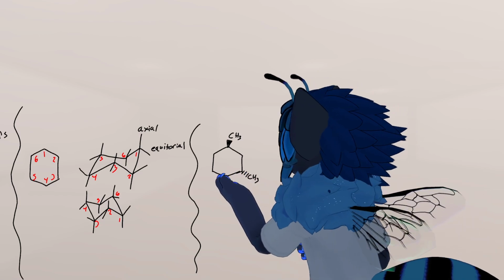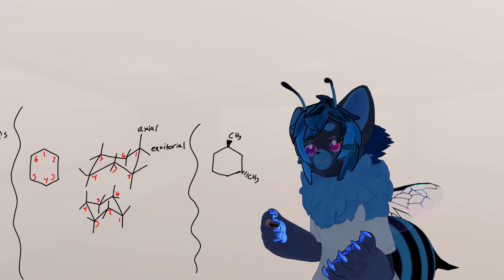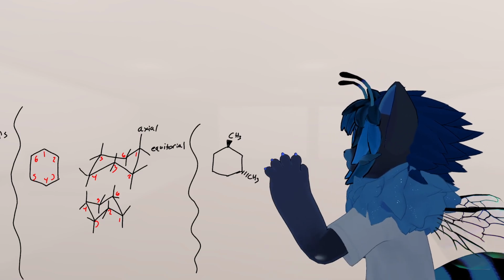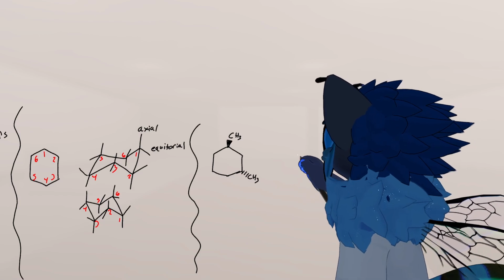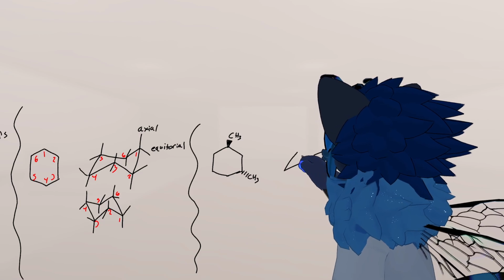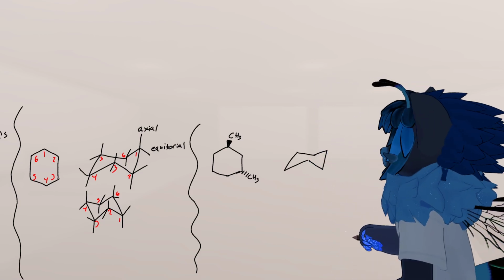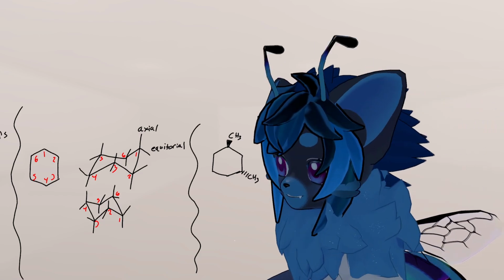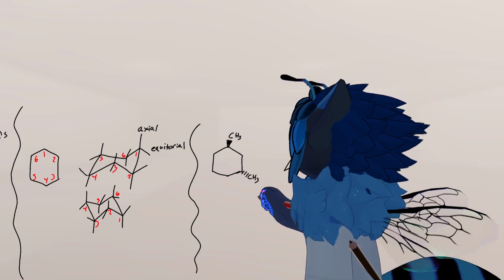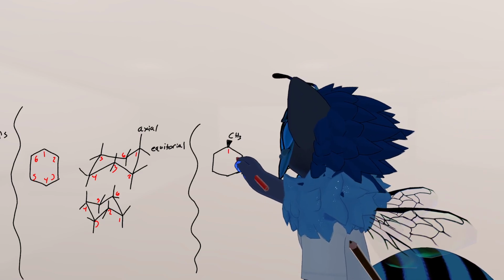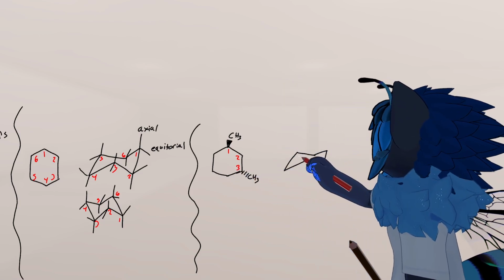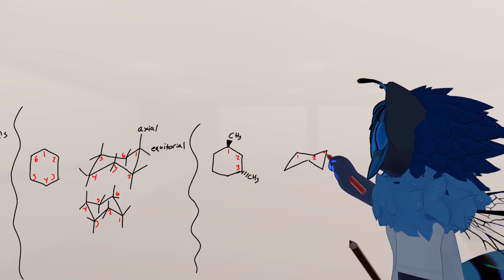So now we're going to translate this into our chair to look at our molecule in 3D space. So we'll draw the first chair there, and we're going to number our carbons. So let's just number 1, 2, and 3.